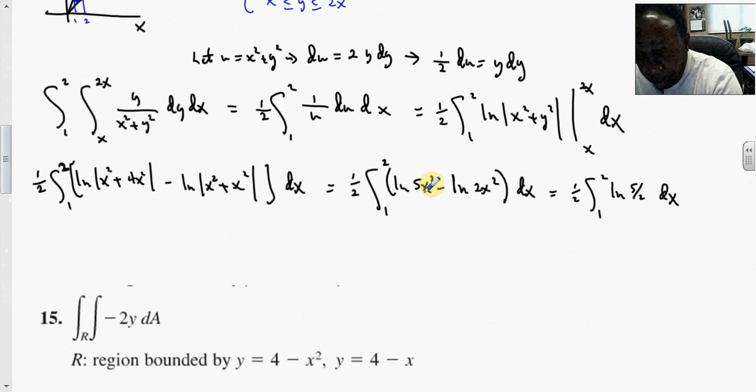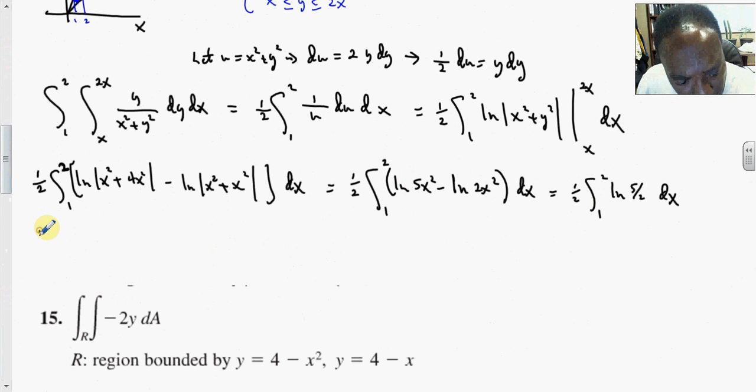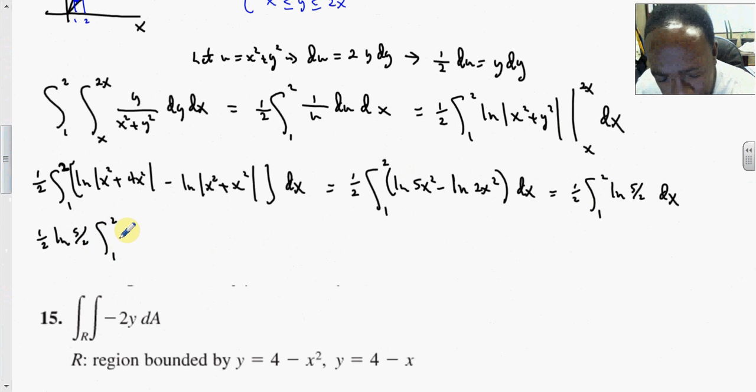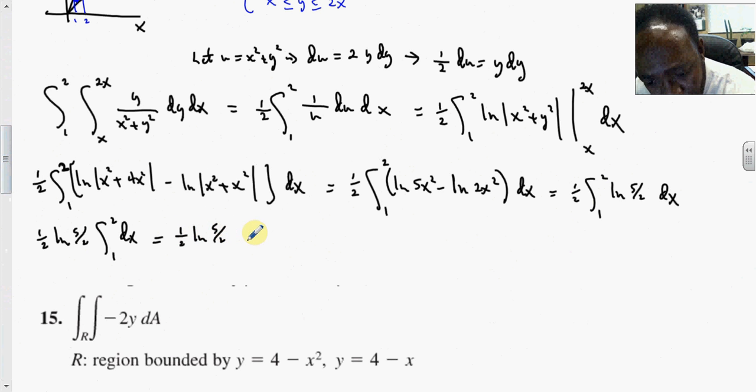Right? We use that property from natural logs and from logarithms as well. So the natural log of 5x squared minus the natural log of 2x squared is the natural log of 5x squared divided by 2x squared, which is just the natural log of 5 over 2, which is a number. So in front we have 1/2 times the natural log 5 over 2 times the integral from 1 to 2 dx.